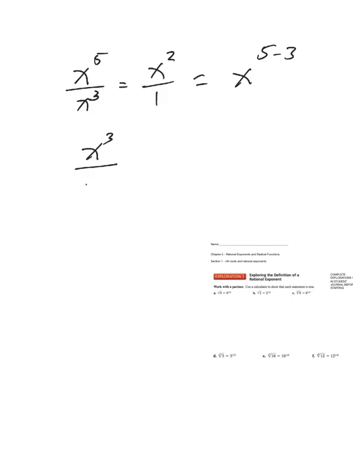So what if I reverse this and I have x to the third over x to the fifth? If I subtract the exponents, I'm going to get what? X to the 3 minus 5, which equals x to the negative 2. Well, what is x to the negative 2 really equal to? 1 over x squared.